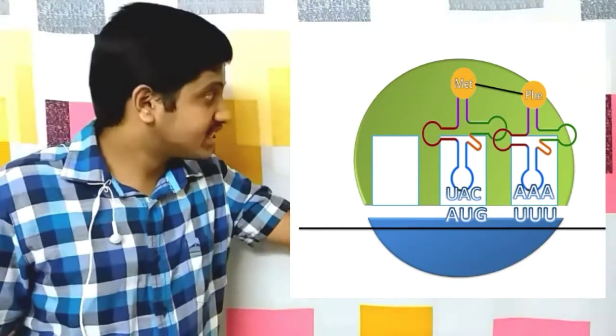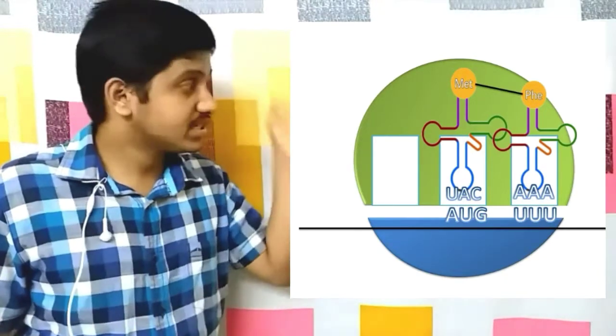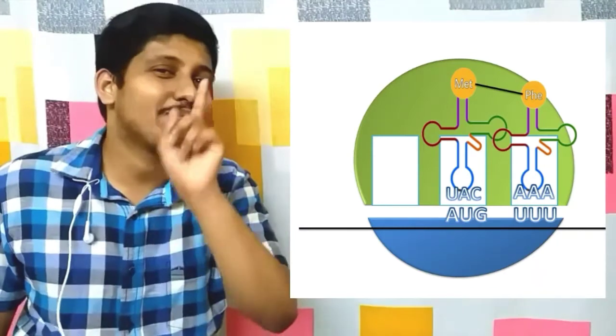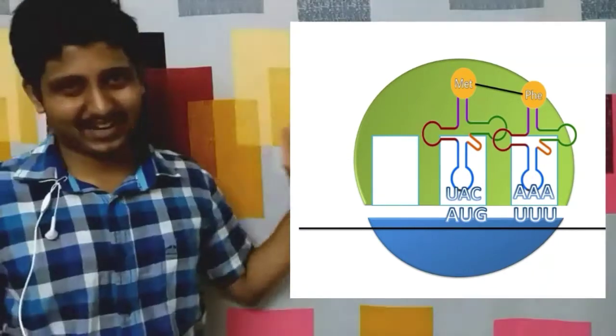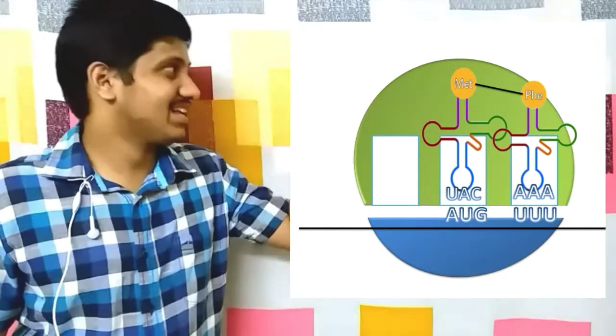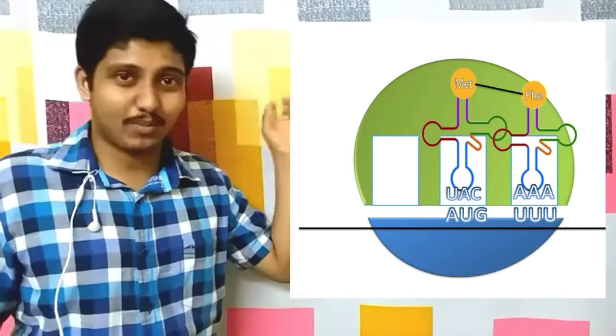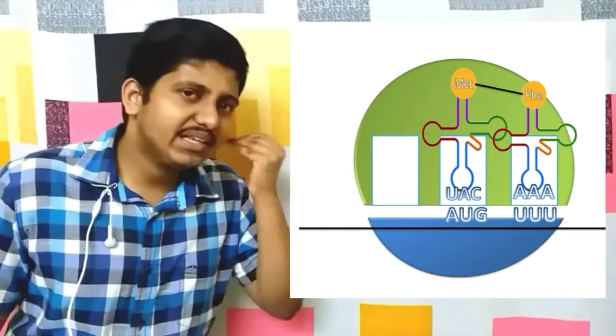How is the tRNA attaching to the ribosome? By the ribosomal attachment end of the tRNA. So there lies the importance of the ribosomal attachment end. So what will be the next step?